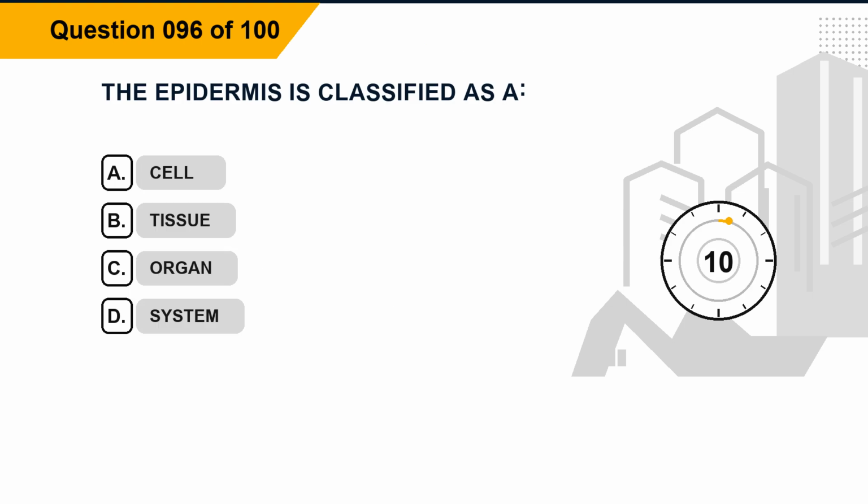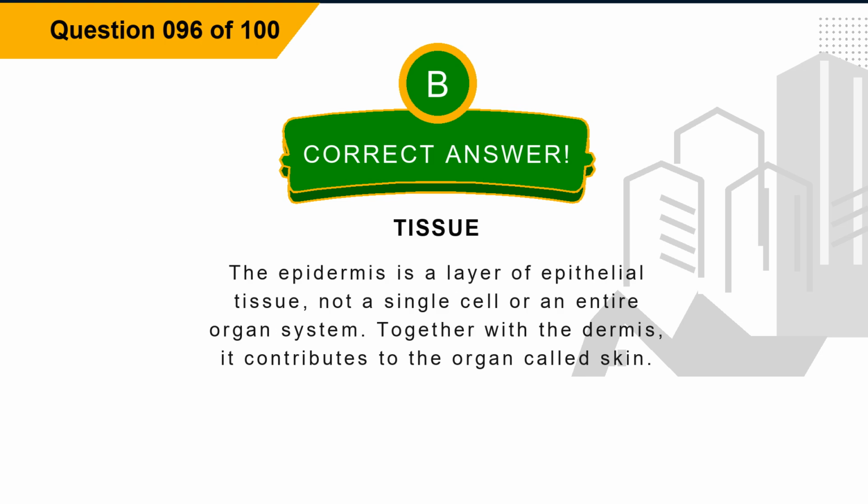Question 96. The epidermis is classified as a: Option A. Cell. Option B. Tissue. Option C. Organ. Option D. System. The correct answer is option B.